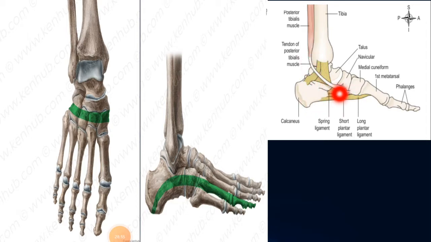This is the tendon of the posterior tibialis muscle. Then we have the short plantar ligaments, the spring ligament, which is also called the calcaneonavicular ligament.